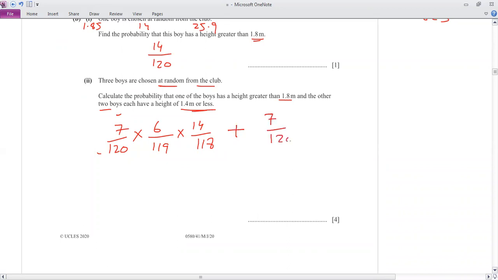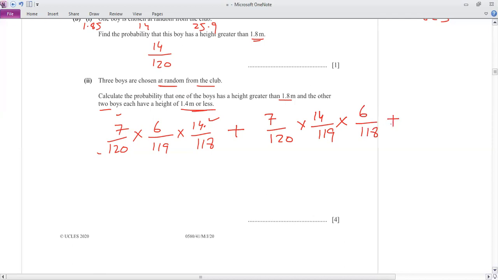First one from here, second one from here. Now it will be 14, but total will be 119 because one has been selected. And third one again from this group. Now one has already been selected from this group, so remaining are 6 in this group over 118.